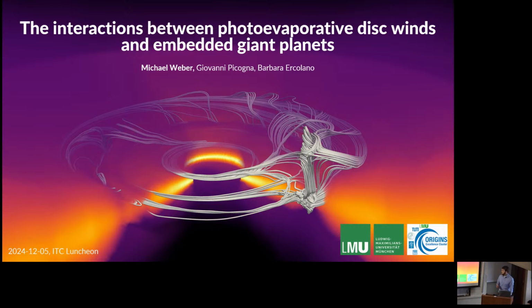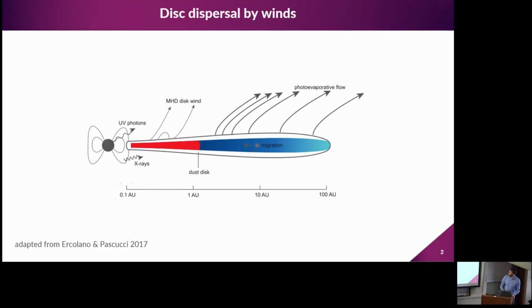So maybe let me start by quickly explaining what photoevaporation is. Imagine you have a star, and this star is surrounded by a protoplanetary disk. It irradiates the disk with high energy irradiation, UV, X-ray, and this heats up the surface of the disk to high temperatures, which creates a strong pressure gradient, which is able to drive an outflow, a photoevaporative wind. Now you can also have magnetic winds. I won't speak about magnetic winds today, but they are very important as well.